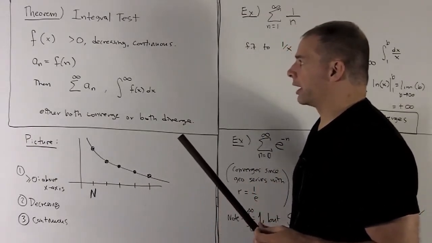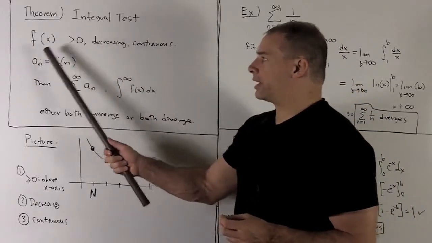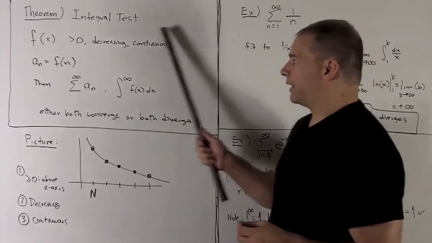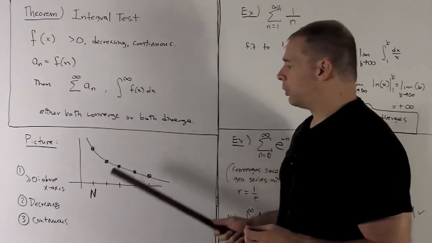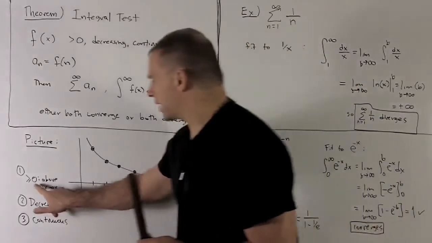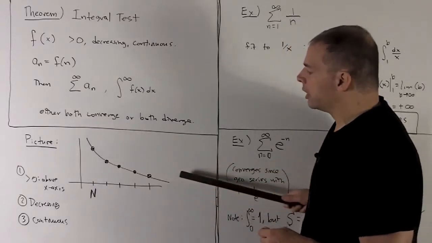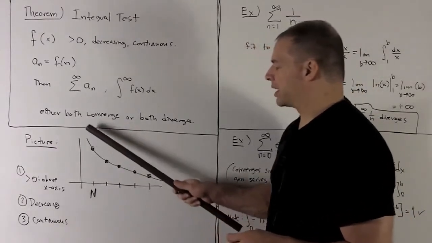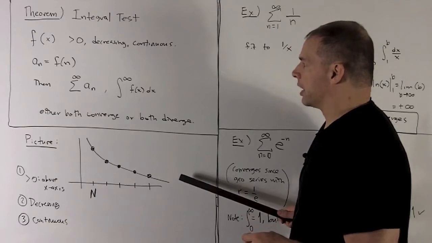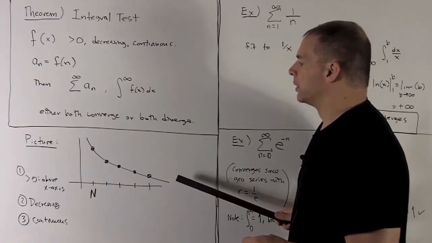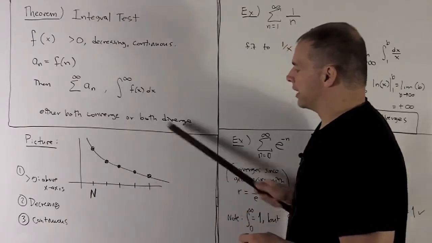What's our picture look like? Well, we're only going to consider f of x with these three properties. We'll have positive, which means above the x-axis. We'll have decreasing, which means it's coming down. And then we'll have continuous, which means I can just draw it without picking my pencil up off the paper. So we have to have a function that looks like this.